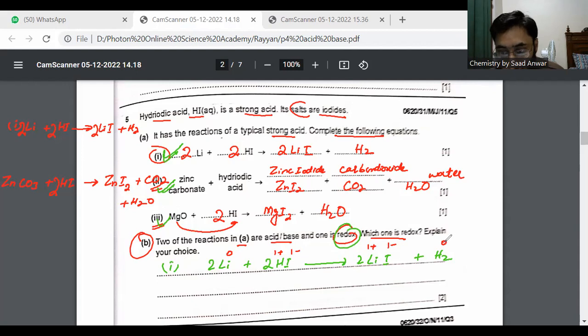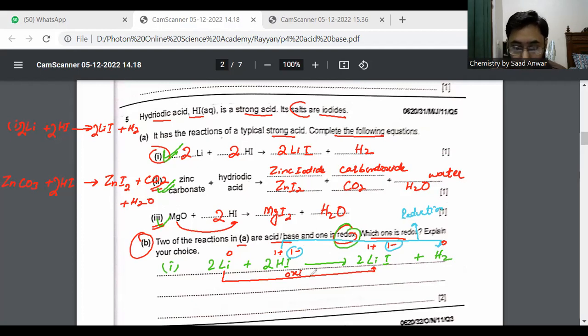the oxidation state of hydrogen is 0 here. So you can see the oxidation state of lithium goes from 0 to +1. So this is oxidation, and you can see the oxidation state of hydrogen goes from +1 to 0. So what is this? This is a decrease in oxidation number. This is reduction. And what about iodine? It is -1 here, again -1, nothing happened. So oxidation and reduction are taking place in the same reaction. This is called a redox reaction.